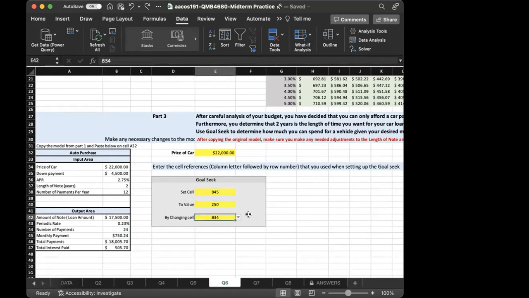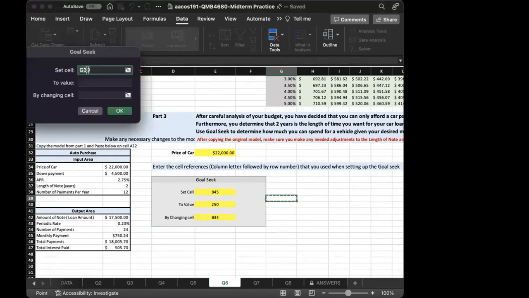So to do that, what we would do is we could click here on an empty cell, and we would go to our what if analysis. We will go on data. We'll go to what if analysis. We'll go to GoSeek, and we would click on set cell B45. Let's look for it here. B45, which is our monthly payment. That's what we want to change from $750 to $250, correct?